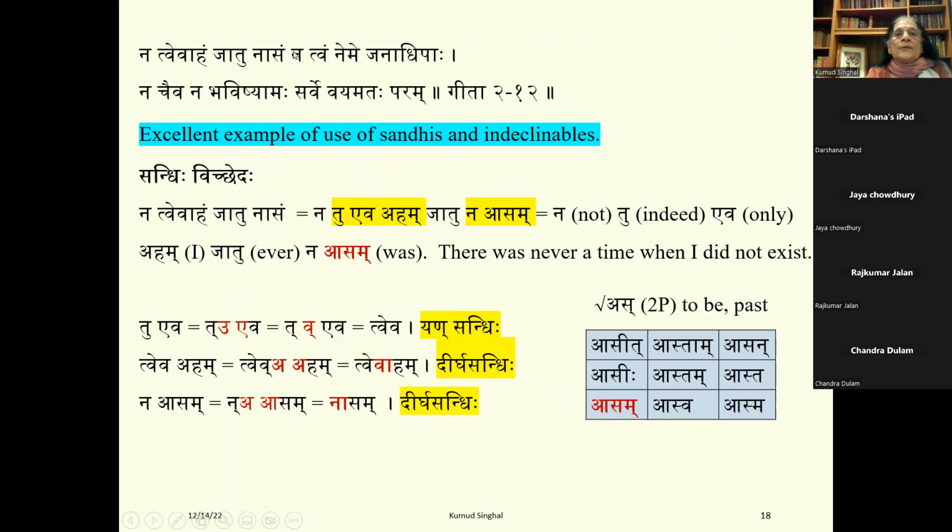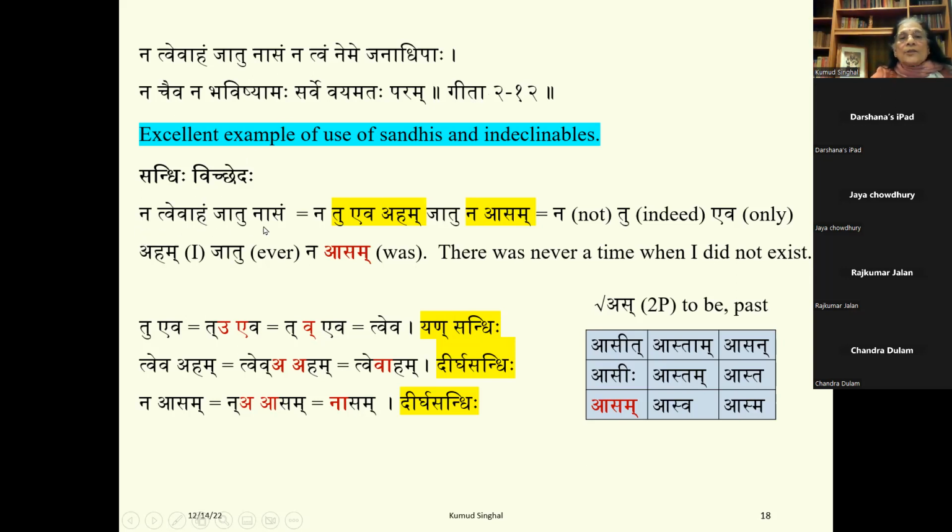Na tvevaham jatu nasam, na tvam neme janadhipah, na chaiva na bhavishyamah sarve vayam atah param. This is verse number 12 from Bhagavad Gita chapter 2. So let's do this Sandhi Vicheda.